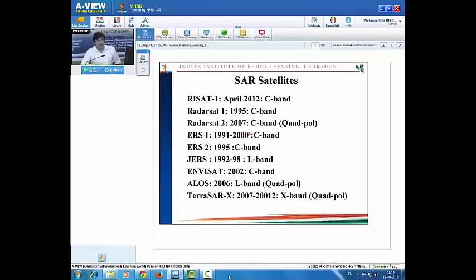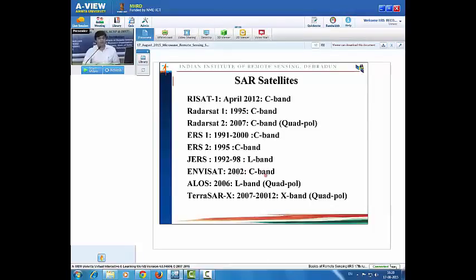ERS-1 and ERS-2 both were launched by the European Space Agency to extract information of the Earth's surface, and both were working in the C-band. JERS was launched in 1992, and it was providing the data set in L-band. Another satellite, Envisat, was launched in 2002 by the European Space Agency, and it provided the data set in C-band.